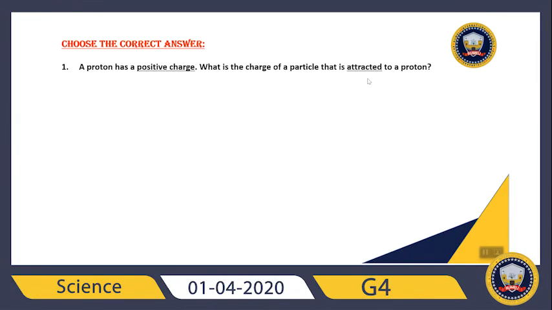Attracted to a proton. So we have to get the opposite charge of positive. What is the opposite of positive? Yes, negative. Of course not neutral or repulsive. Of course negative, because positive and negative, as we have said before, attract together.